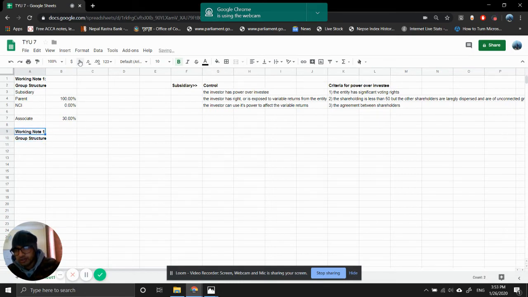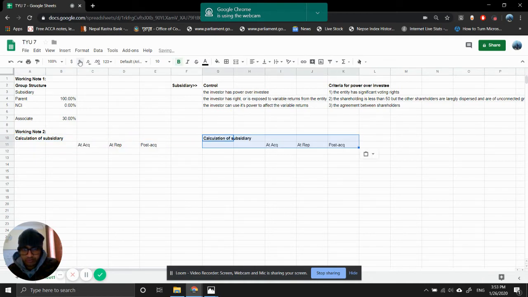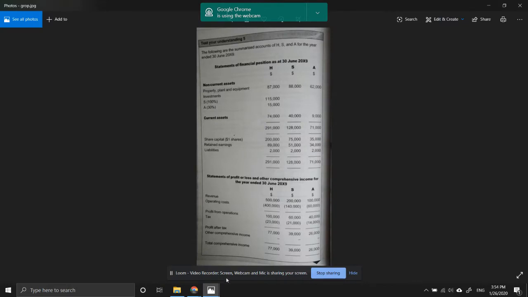Calculation of the subsidiary, at reporting and post acquisition. And then after that, we'll prepare the same thing for the associate as well. And then share capital. Does it have a share premium? Let's look. No share premium. So let's look at its share capital.